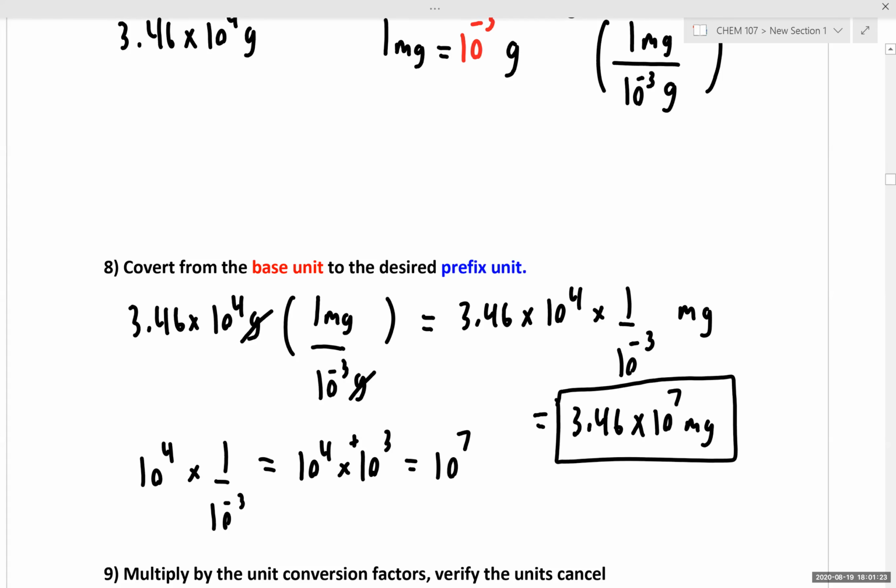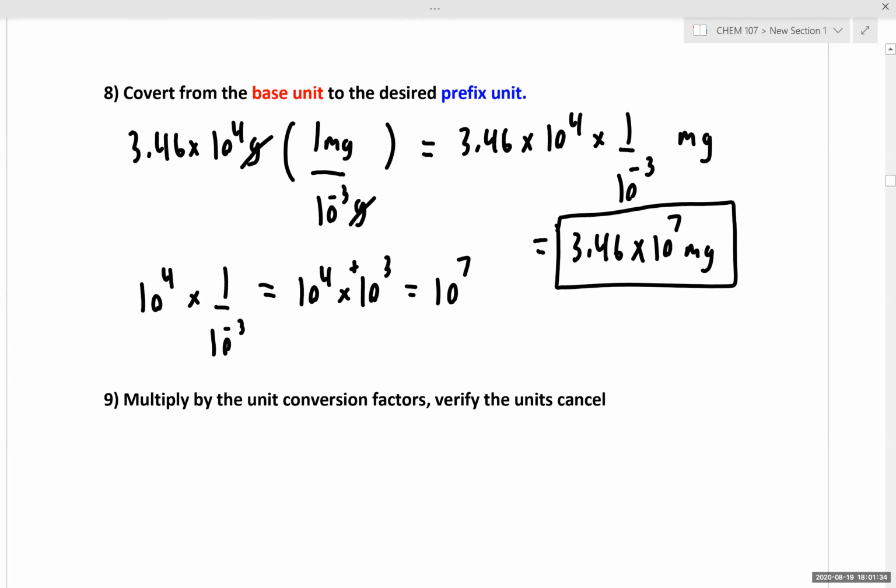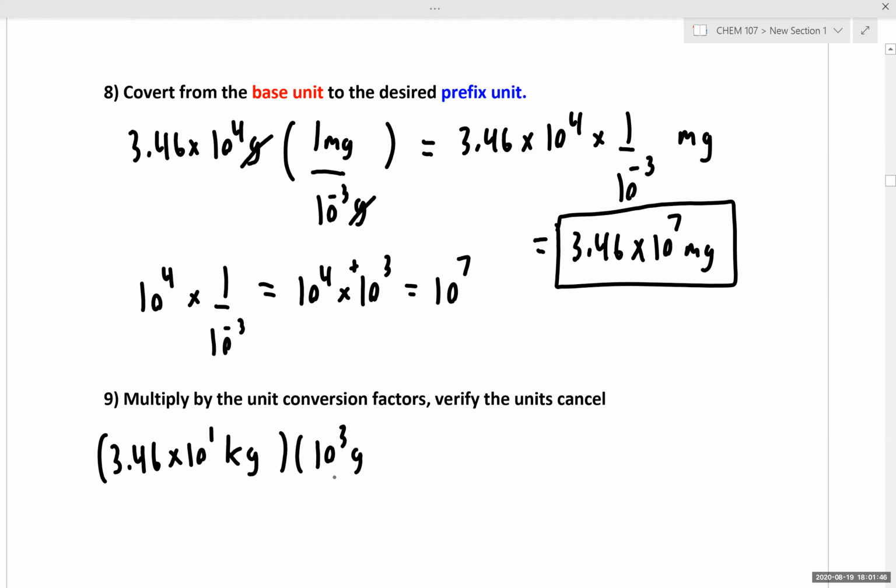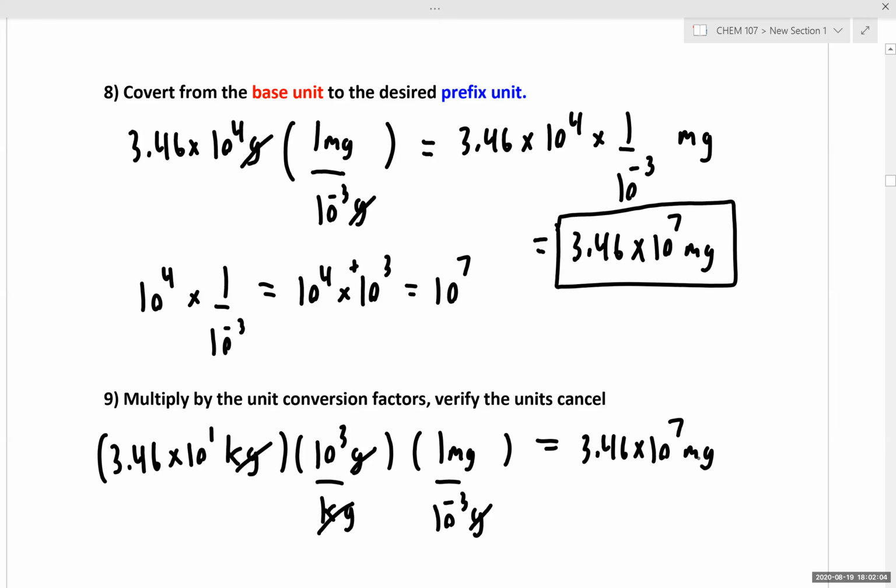Now, as you get more experienced with these unit conversions, I would highly recommend trying to do these unit conversions in one line. So let me show you an example of a one-line conversion. So if we have 3.46 times 10 to the first kilograms, we know that we have 10 to the third gram per kilogram. Kilograms cancel. We also know in 1 milligram, we have 10 to the negative third gram. Grams cancel, and that gives us 3.46 times 10 to the 7th milligrams.